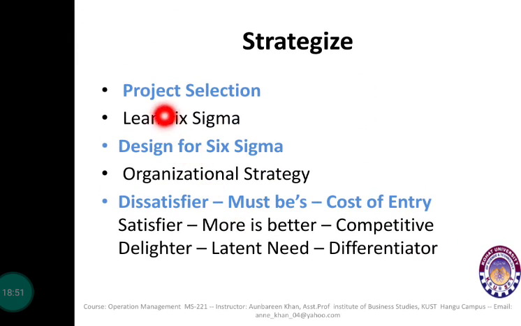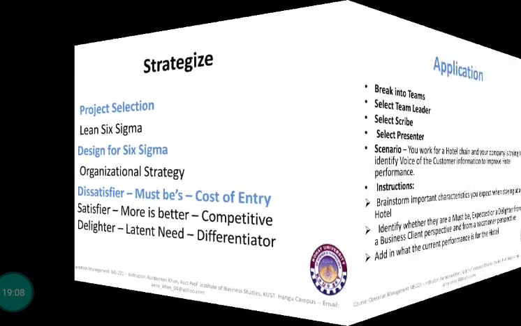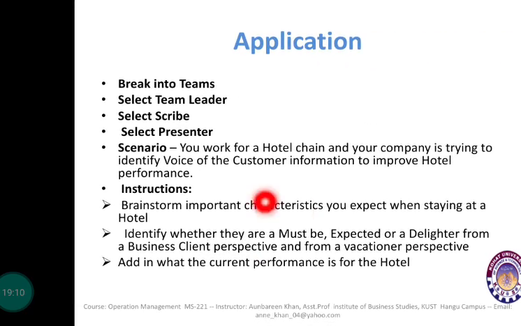Strategies are related to the production strategy, Lean Six Sigma strategy, design for Six Sigma strategies based on organization strategy, and design must be cost of entry, satisfier, more is better, competitive, delighter, later need and dissatisfier. So application of the Kano model: break into teams, select a team leader, select a scribe, select a presenter.